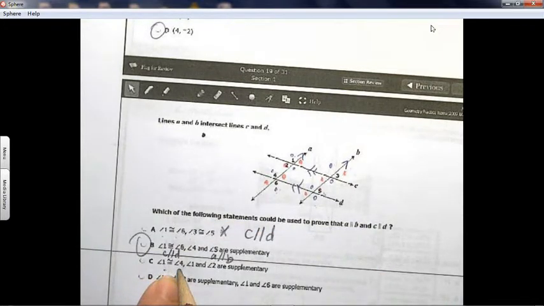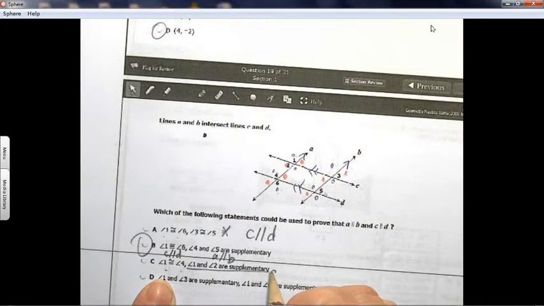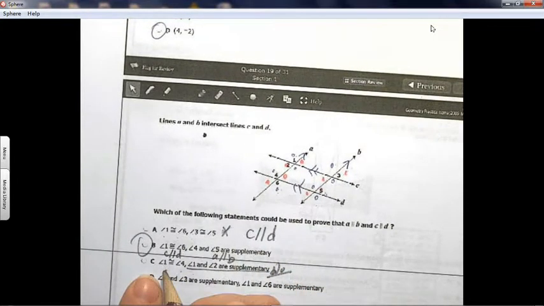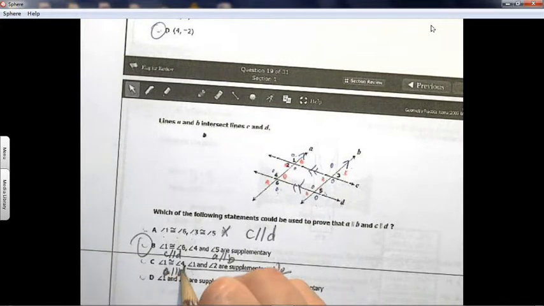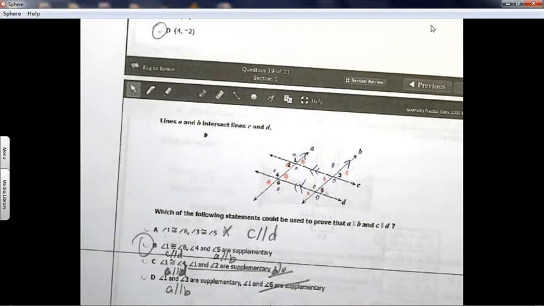But let's look here. 1 is congruent to 4, and 1 and 2 are supplementary. This doesn't prove any parallel. It doesn't help me at all. 1 and 4 proves that A is parallel to B. I'm sorry, C is parallel to D. And 1 and 3 are supplementary. That proves A is parallel to B. And 1 and 6 are supplementary, and that's not true. 1 and 6 are congruent. So B is the only answer that works there.